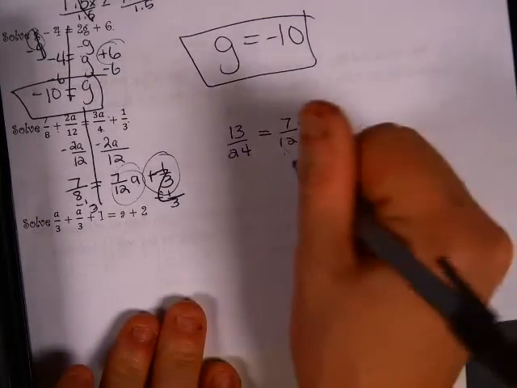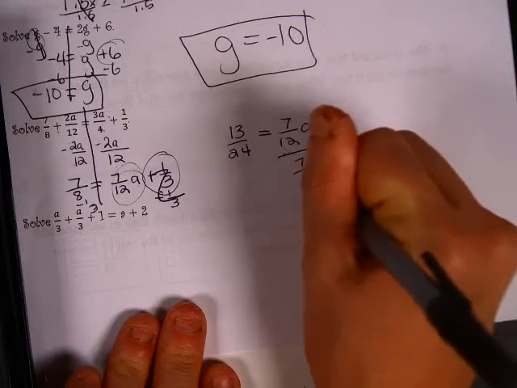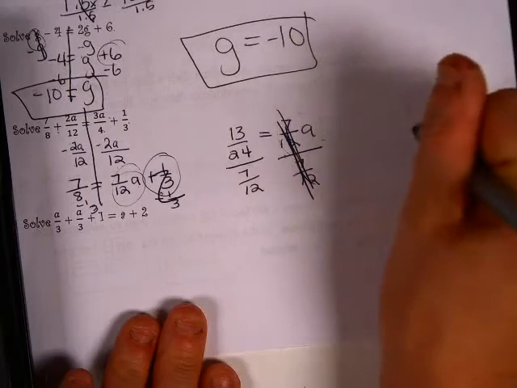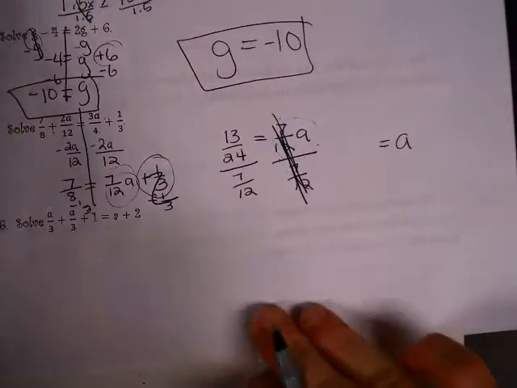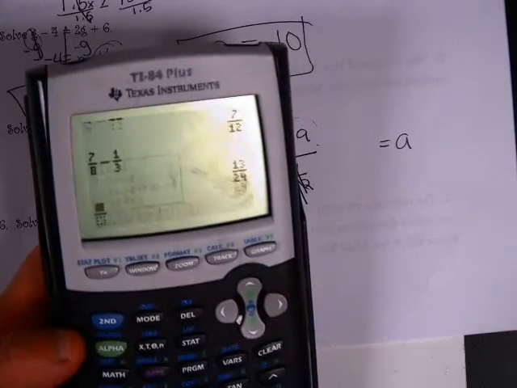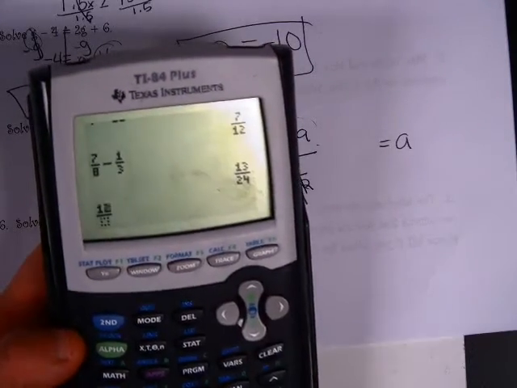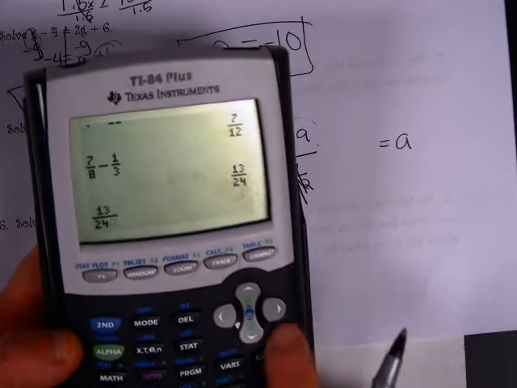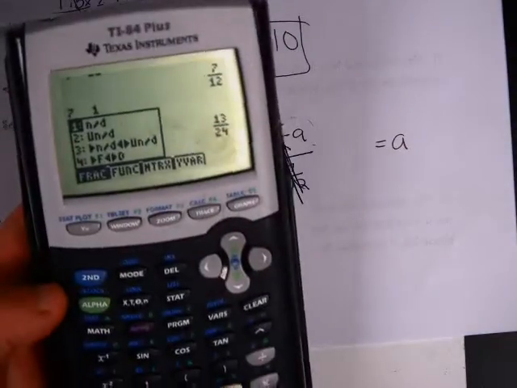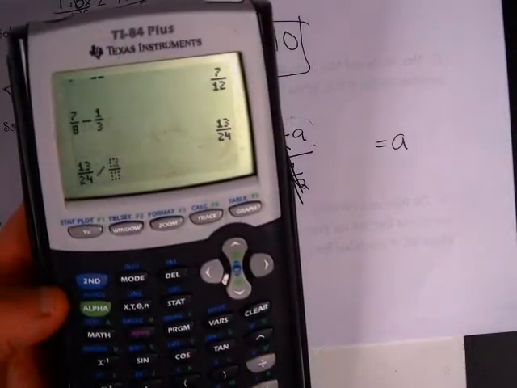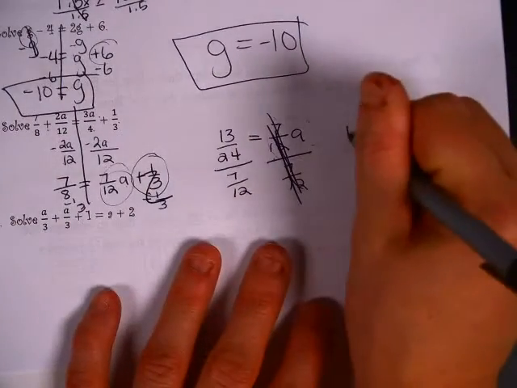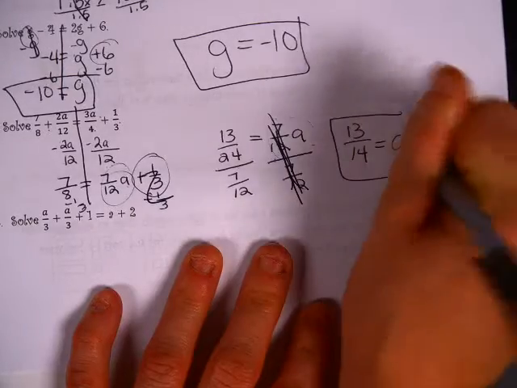Now, they're attached with multiplication, so we're going to divide. Guys, I know this looks crazy, but all it is just going to cancel out, and I'm going to be left with A. So now we're going to do it in our calculator. 13/24 divided by 7/12, oops, helps if I do it right, 7/12, and you're left with 13/14. So that's your final answer.